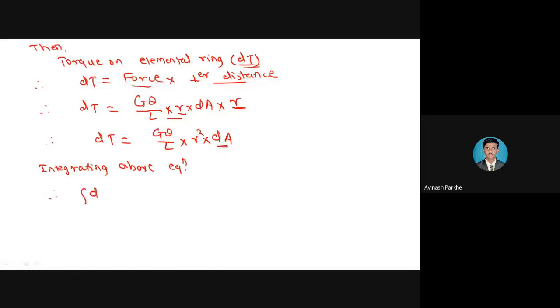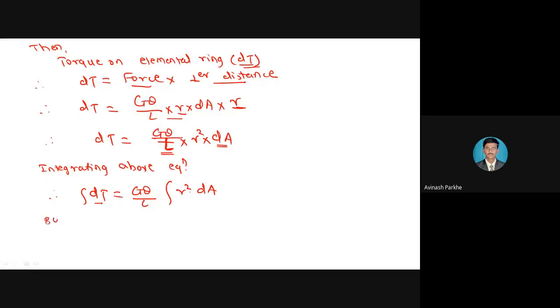Therefore, integration of dT. This G theta by L is the constant term, so its integration will not be taken. G theta by L is a constant, and we take the integration of r square into dA. So I have taken the integration of that above equation. Therefore, integration of dT is equal to G theta by L, the constant term, times the integration of r square into dA.